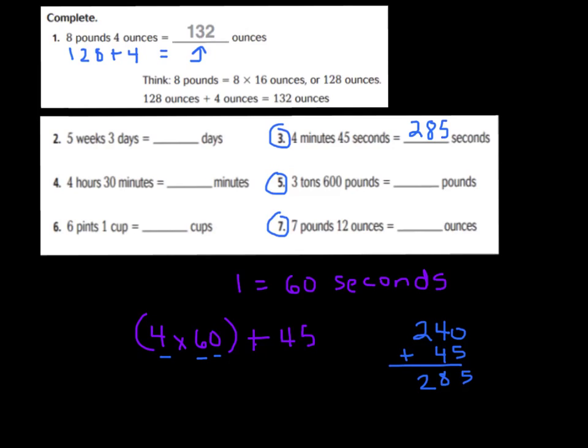Now, look at your conversion sheet, and I want you to try number 5 on your own. 3 tons, 600 pounds equals how many pounds? Go ahead and pause the video and work that out, and we'll check it together.